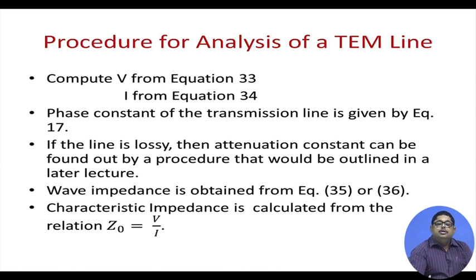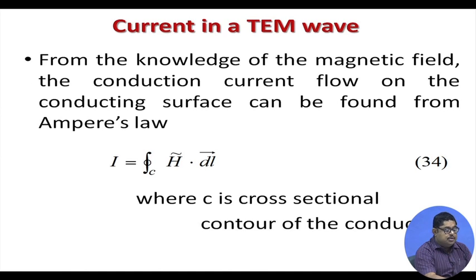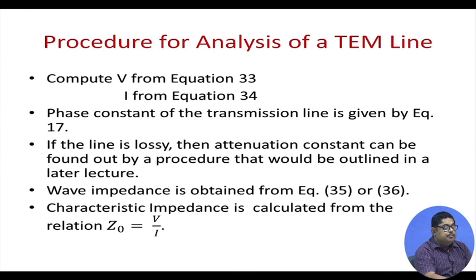If lossy, we will see in a separate lecture how to find all these things. And we have seen the impedance is equation 35 or 36, that will come later. Impedance also we will discuss in another lecture, and the characteristic impedance of any TEM line. Please remember this characteristic impedance: you have found V, you have found I, take the ratio, that is the characteristic impedance. Now, why is it called characteristic impedance?